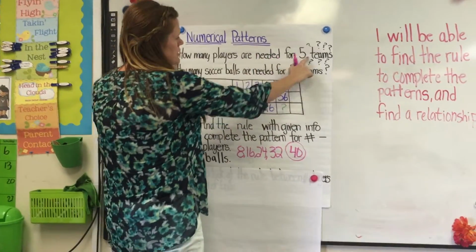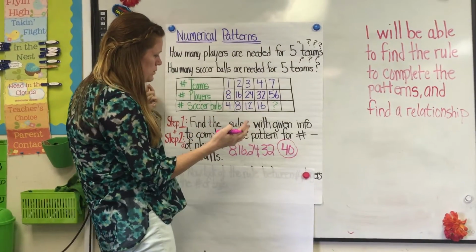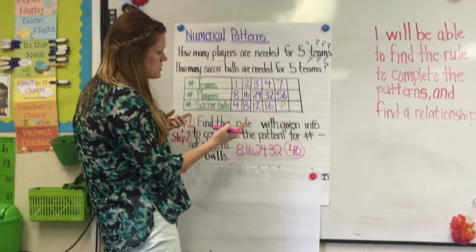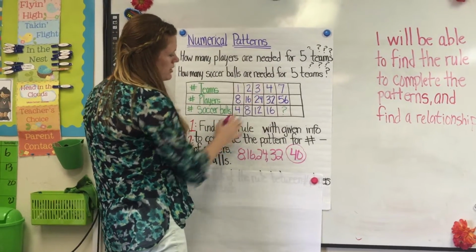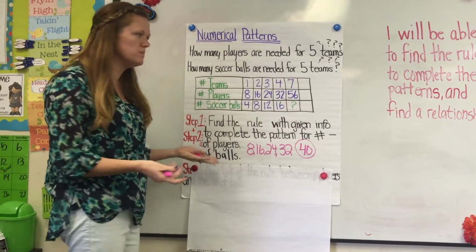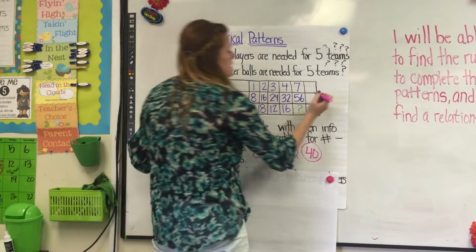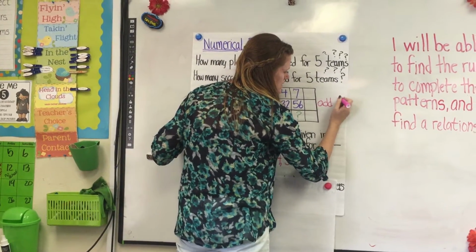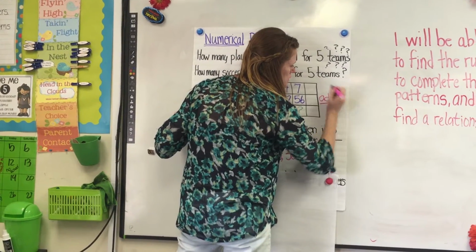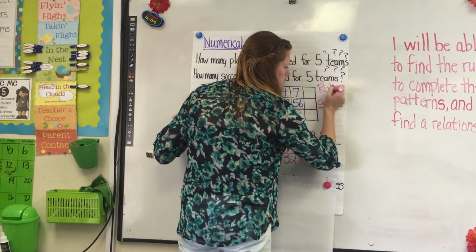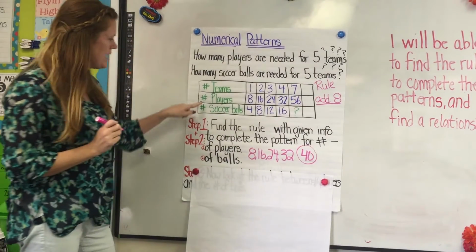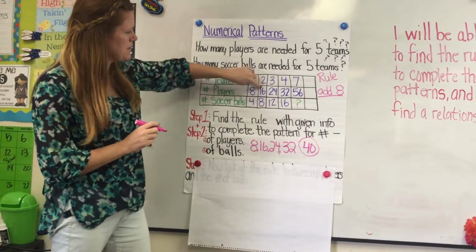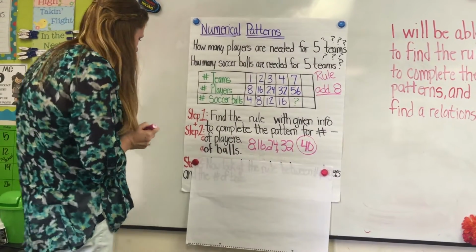How many players are needed for 5 teams? What did we do? We looked at the pattern and we found the rule. What's the rule? Well, we added 8. That's our rule. We added 8 each time, we skip counted.